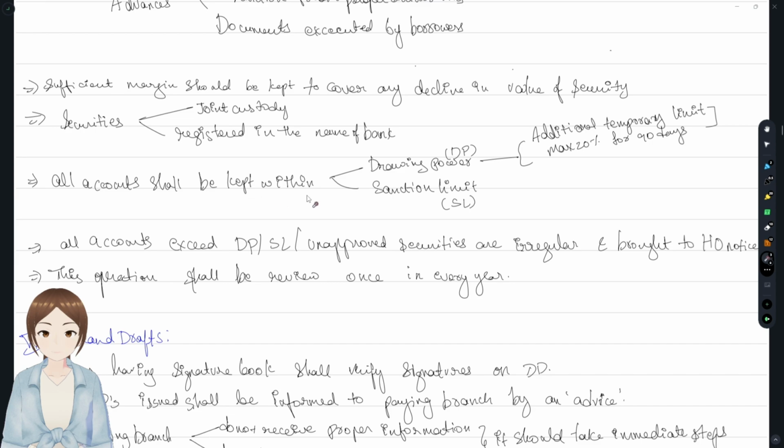All accounts should be kept within limits. They're talking mostly about overdrafts here. All the overdraft accounts should be kept within drawing power and sanction limit. For the drawing power, an additional 20% could be given as a temporary enhancement, a temporary limit for a period of 90 days. Please remember this, it could be asked in an MCQ format. And this operation shall be reviewed once every year. They have to check, follow up, or monitor these controls at least once every year.